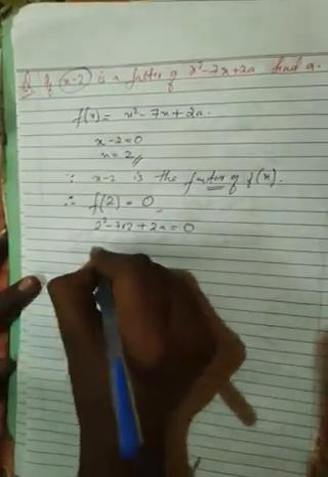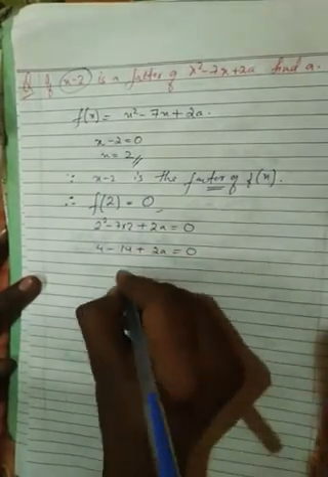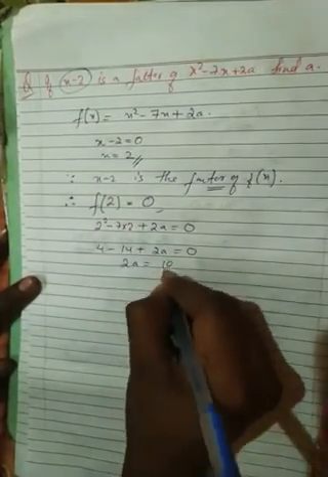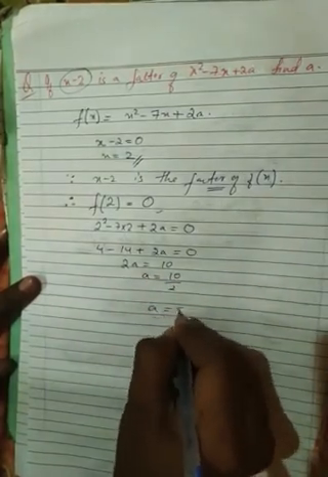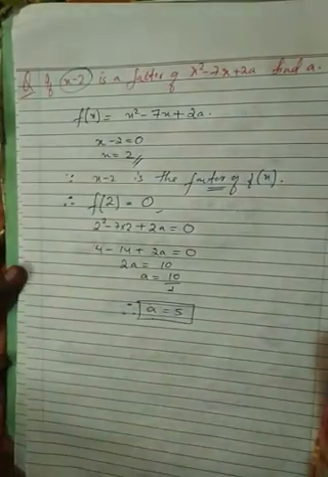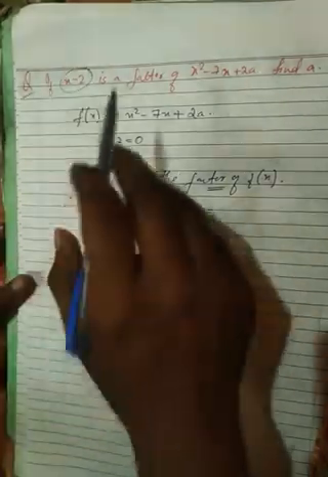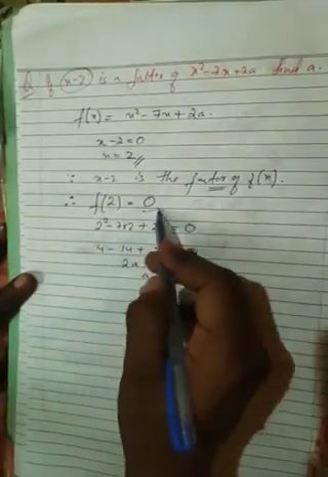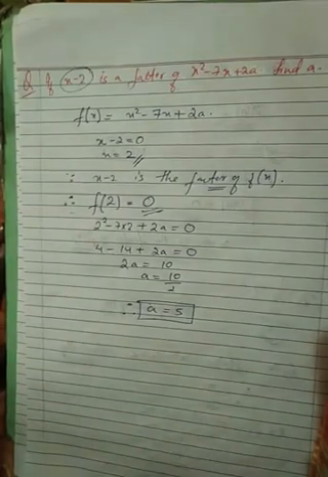Calculate a from it. So 4 minus 14 plus 2a equals 0. So 2a will be equal to 10, a will be equal to 10 by 2, therefore a will be equal to 5. Clear? Understood? This is how we can calculate the value of a here. Remember that when a factor is given, the remainder will be 0. Clear? Okay, the next question now.